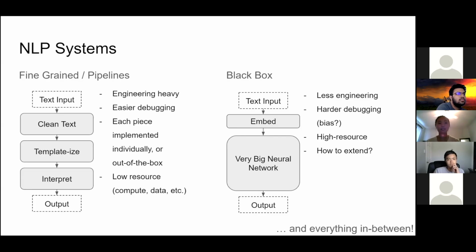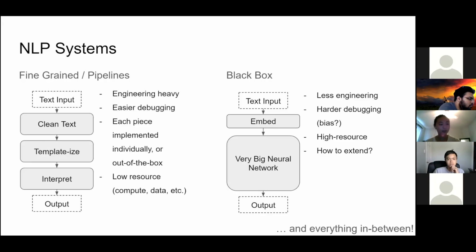For these systems, each piece can be implemented individually to your needs, or you can use some out-of-the-box system for each of these processing steps. I'll show some examples of NLP libraries and what they can do to hook together a pipeline like this. And finally, if you're running Google search or a chatbot, you don't want any delays. So you really want systems that are low resource in terms of compute.